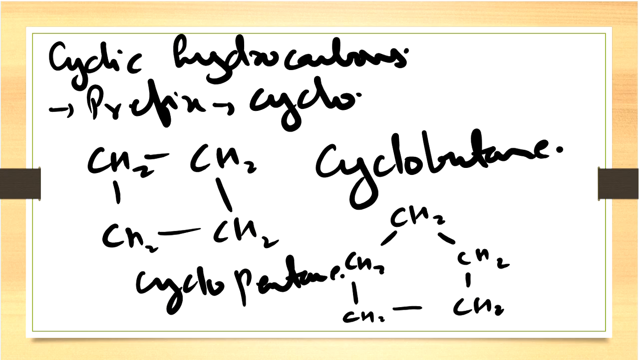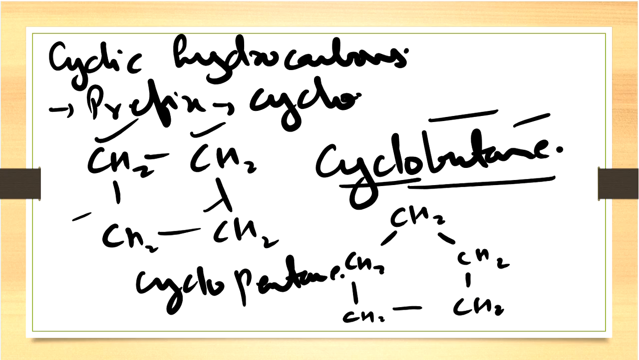Now next, moving towards the cyclic hydrocarbons, the prefix cyclo will be used. Okay, so 1, 2, 3, 4. In the cyclic form we use the prefix cyclo. And how many carbon atoms are there? 1, 2, 3, 4. So but for 4 and ANE for butane. Cyclobutane will be the IUPAC name.